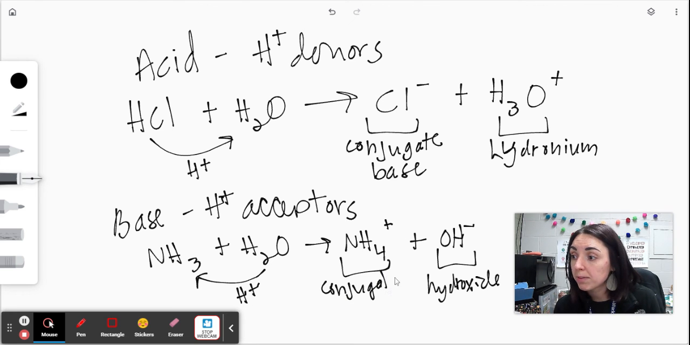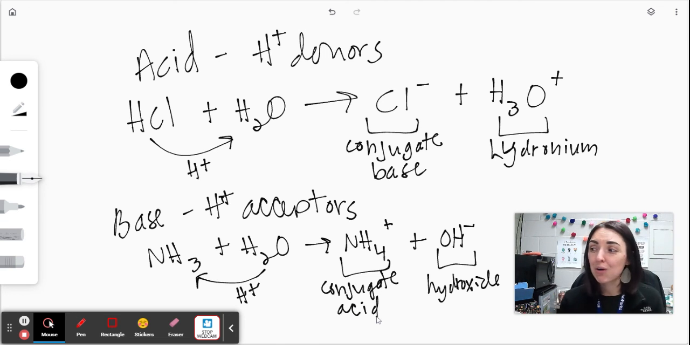So you'll always be told whether it's an acid or a base, so you'll know what direction the proton transfer goes. But just remember, it's always one H plus: if it's an acid, it is donated, and if it's a base, it is accepted. So acids produce hydronium and bases produce hydroxide.